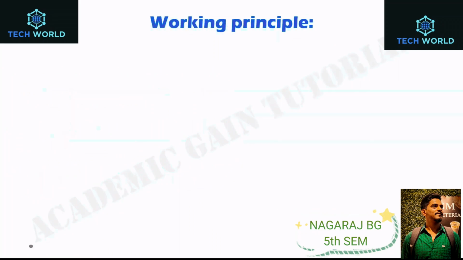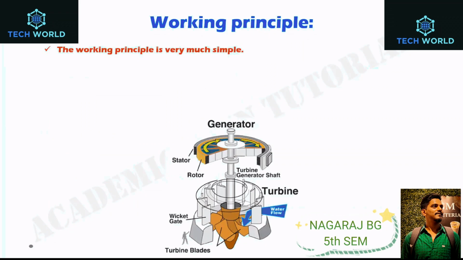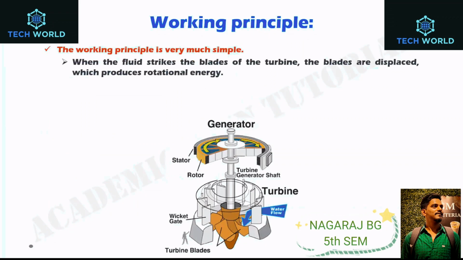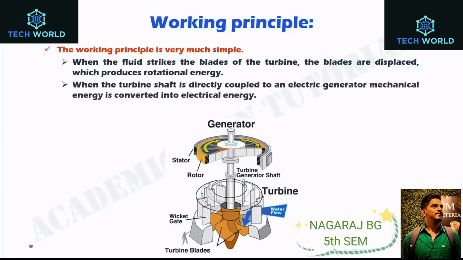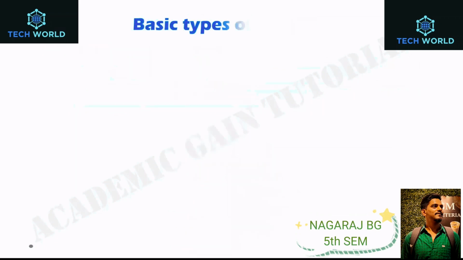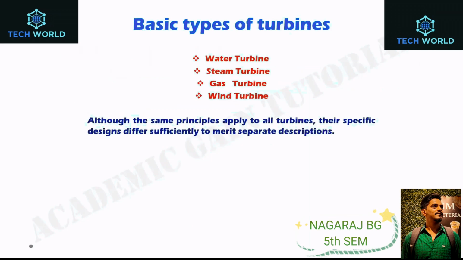Moving fluid acts on the blades so that they move and impart rotational energy to the rotor. And the working principle is very simple. When the fluid strikes the blades of the turbine, the blades are displaced, producing rotational energy. When the turbine shaft is directly coupled to an electrical generator, mechanical energy is converted into electrical energy. This electrical power is known as hydroelectric power.